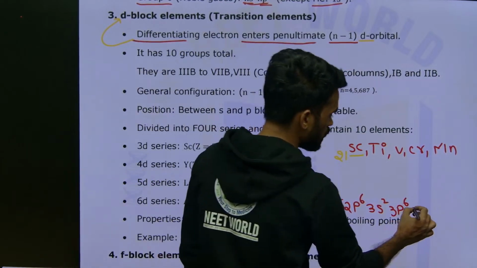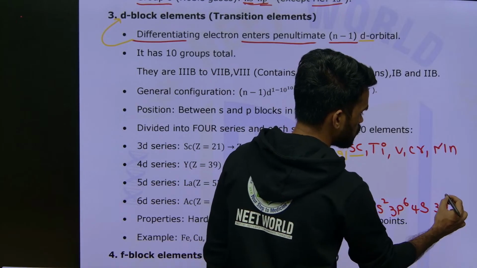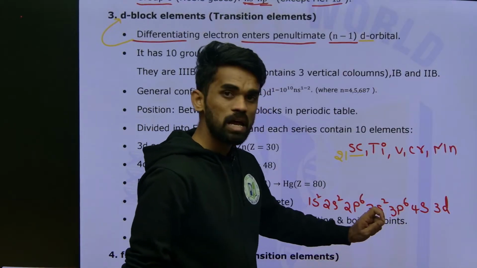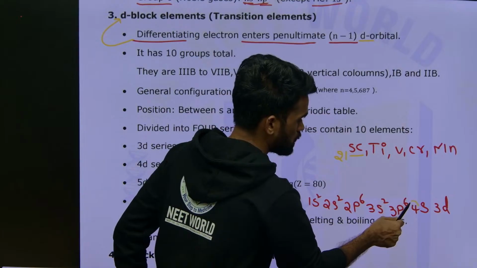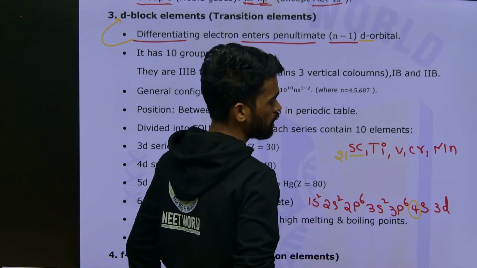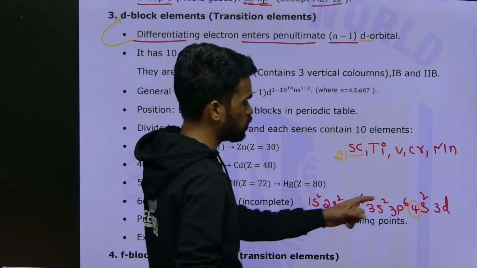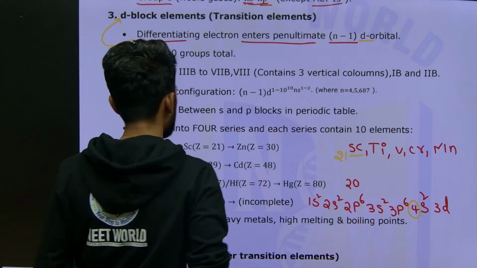Then next we will get the 4s orbital. After that we will get the 3d orbital. So what is the highest n value you are seeing here? The highest n value is 4. Now 4s2 electrons are filled. It means from here to here, if you count, 20 electrons are over.